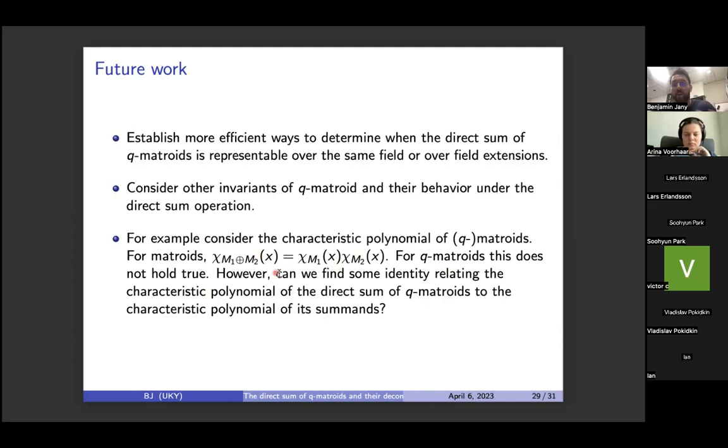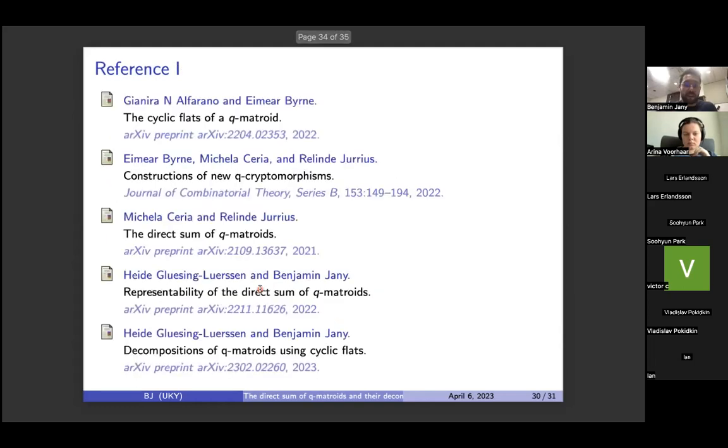This characteristic polynomial for q-matroids is also a pretty interesting object because it relates to coding theory, or one can really get a lot of information from a coding theory perspective from that characteristic polynomial. So that becomes an interesting polynomial to really study for us and to have a better understanding of. Okay, and with that, I would like to finish, and here are a few references, and thank you very much.